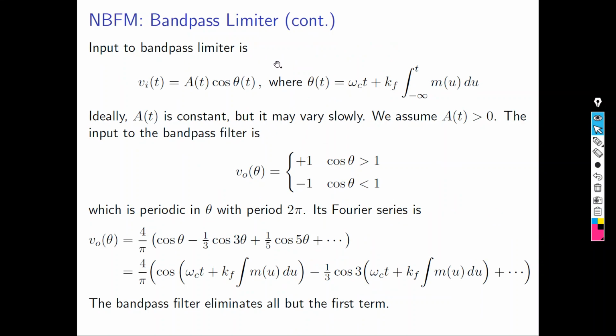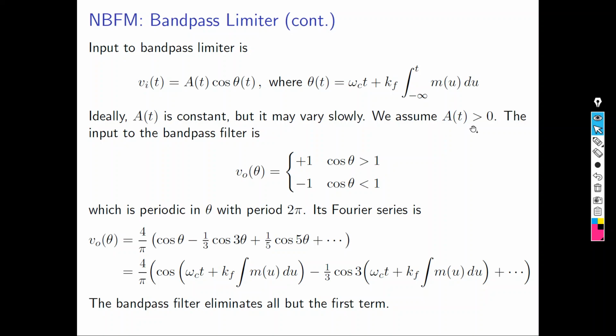Input to the band-pass limiter. The input is basically your modulated signal, A(t) cosine theta(t), where theta(t) has the message information in it. A(t) is constant, but it may vary slowly. To avoid this variation, we use the limiter.